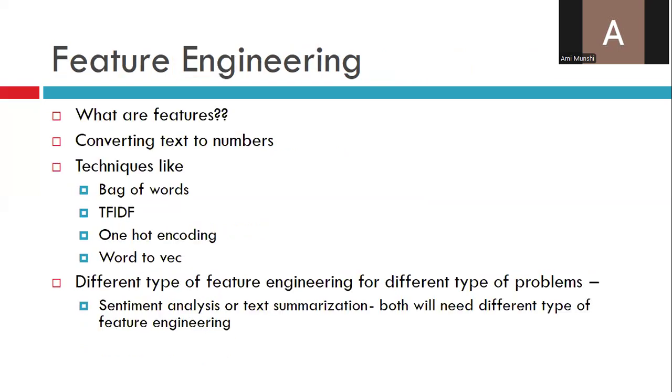Briefly, what do we understand by feature engineering? In the case of NLP, converting the text to numbers, or converting the textual data to the form which is appropriate for your machine learning and deep learning model, is feature engineering. So we use techniques like bag of words, TF-IDF, one-hot encoding, label encoding, word2vec. These are various feature engineering techniques that we will use in NLP.